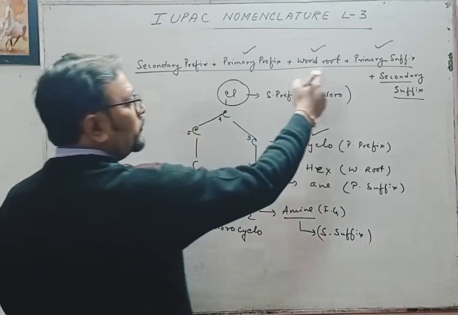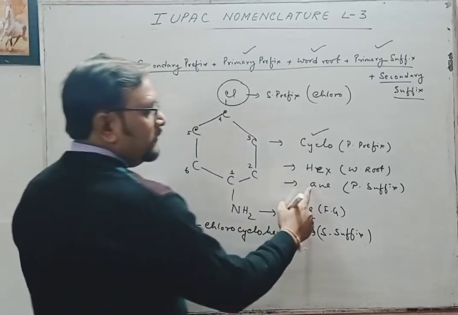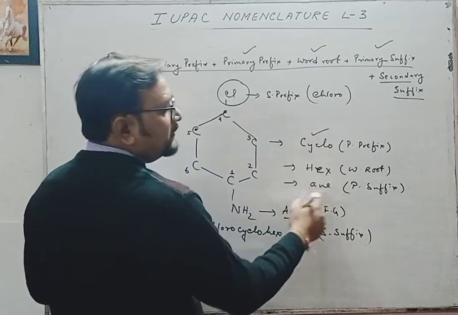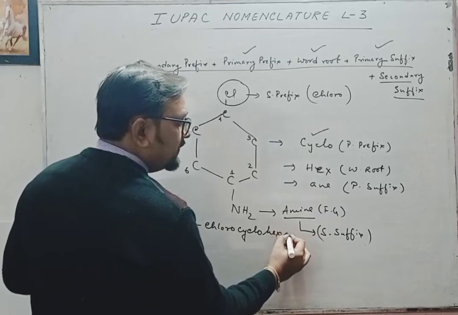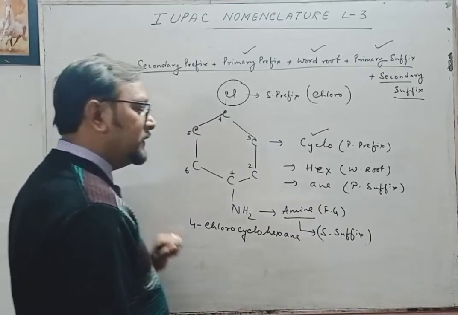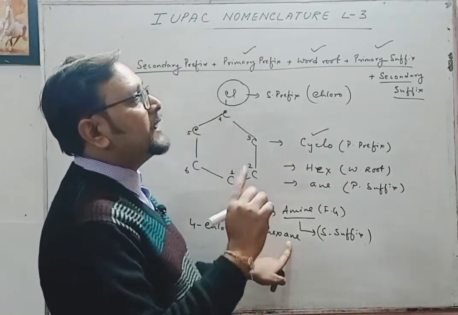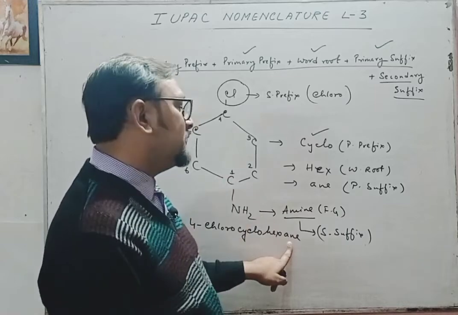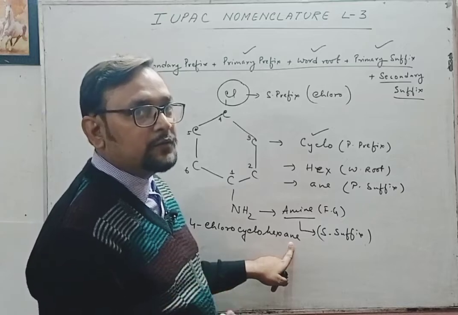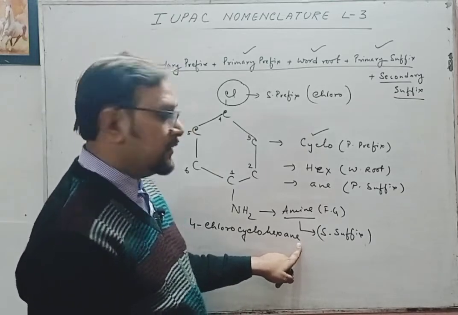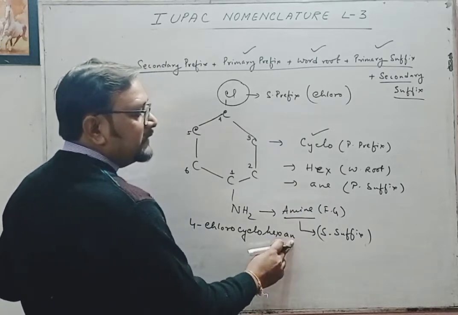4-chloro-cyclo. Word root. What is the word root? Hex. Okay. Now then, primary suffix. What is the primary suffix? Since no double bond or triple bond is given here between the carbons, I will write the primary suffix ane. But remember, in the last lecture I told you that if immediately after the primary suffix the secondary suffix has a, o, i, u, y, then what should we do? We drop this e. So here also I will drop this e. Instead of ane I will write an.